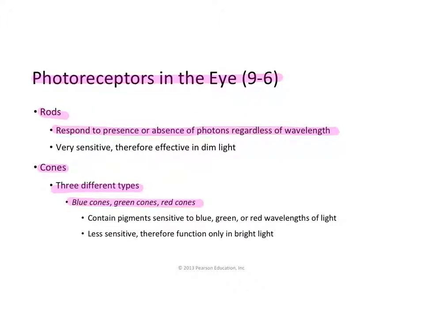Now let's go back to the rods and cones. The rods respond to the presence or absence of photons regardless of the wavelength. The cones are different in that they respond to three types of wavelengths, so there are three types of cones: blue cones, green cones, and red cones.